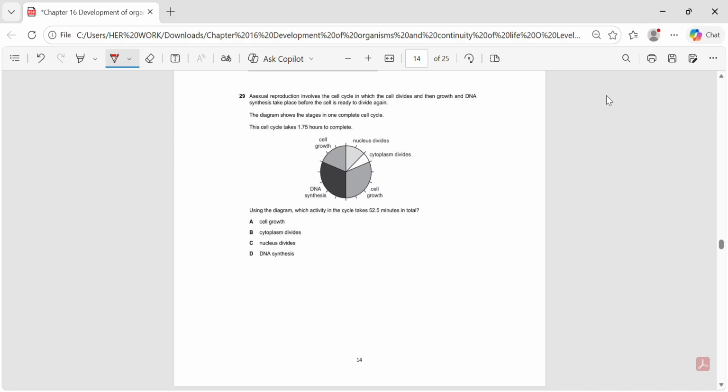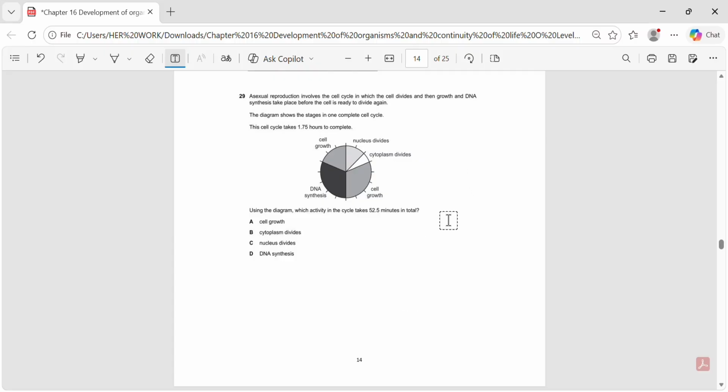Next, it says, asexual reproduction involves the cell cycle in which the cell divides and then growth and DNA synthesis take place before the cell is ready to divide again. The diagram shows the stages in one complete cell cycle and tells us that the cycle takes 1.75 hours to complete. Using the diagram, which activity in the cycle takes 52.5 minutes in total. The diagram shows one complete cell cycle and indicates that the cycle takes 1.75 hours.